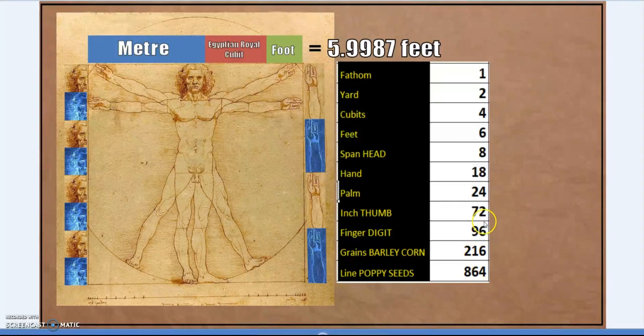Now, these numbers are so important. For instance, there are 24 hours in a day, or 86,400 seconds in a day. 1 degree of precession is 72 years. 1 age of precession of the 12 ages is 2,160.